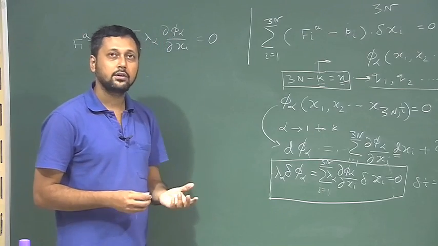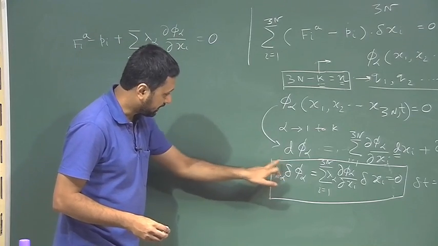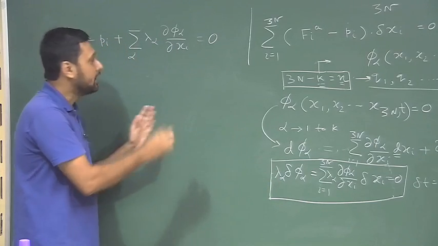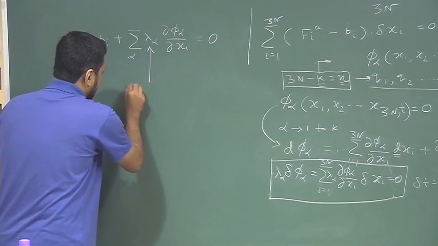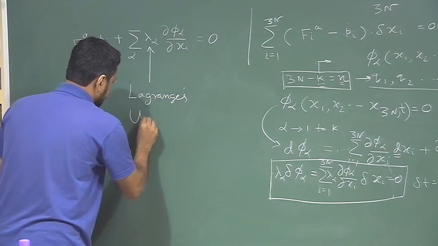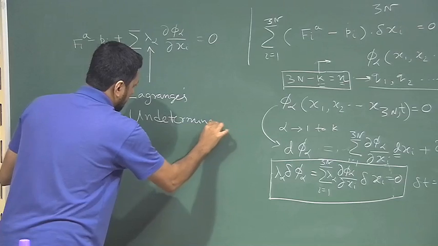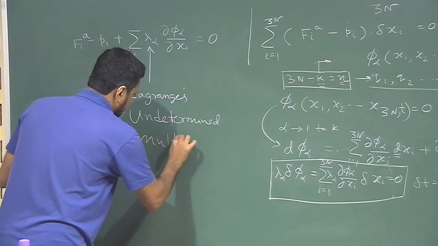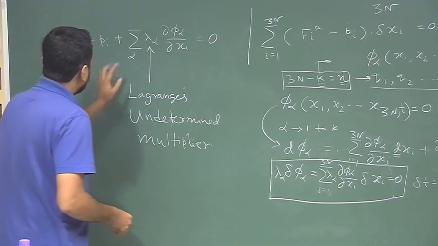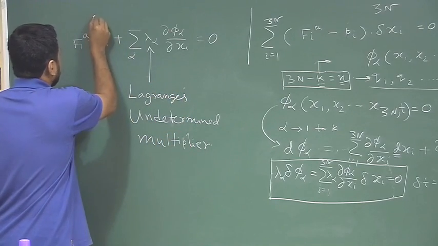Okay. So, it is a modification of D'Alembert's principle. The way of modification is we multiply the constraint condition with a constant and add it to the original equation. This multiplier is called Lagrange's undetermined multiplier, and the final equations we get are called the Lagrange equations.